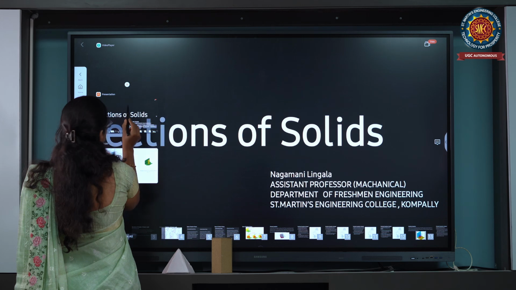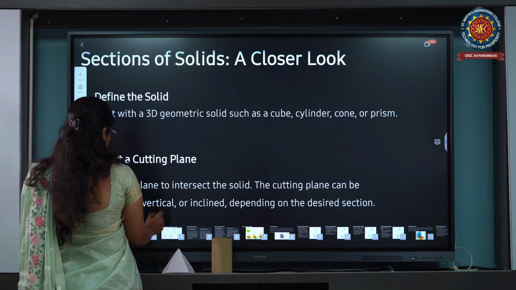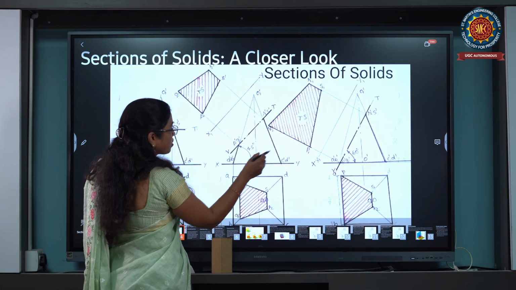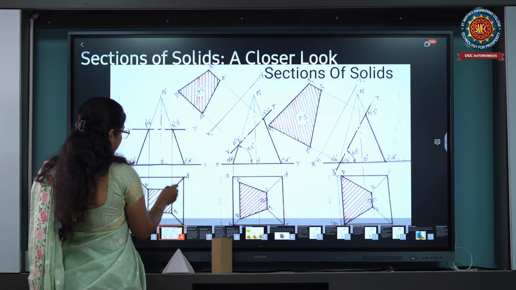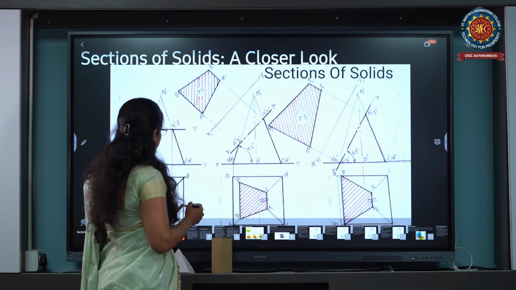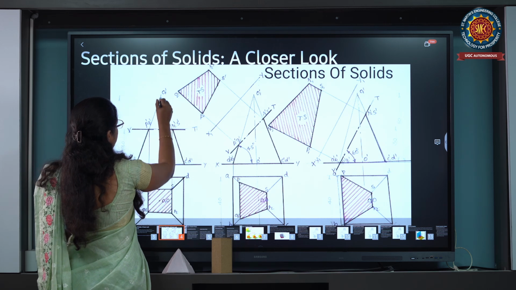Okay, then here, PPT. Here also we need to draw using the drafter, we need to draw section planes. And what is this? This is a square pyramid having only one base, and all faces are meeting at a center point.